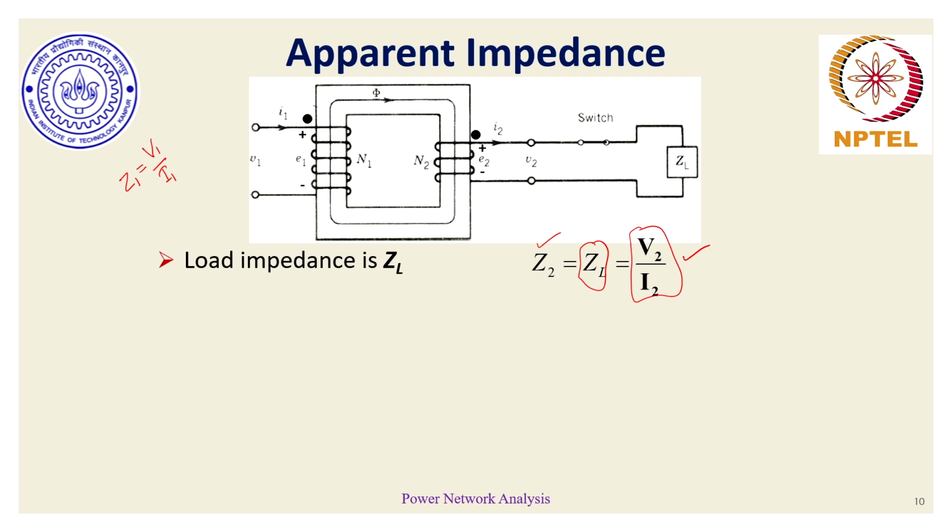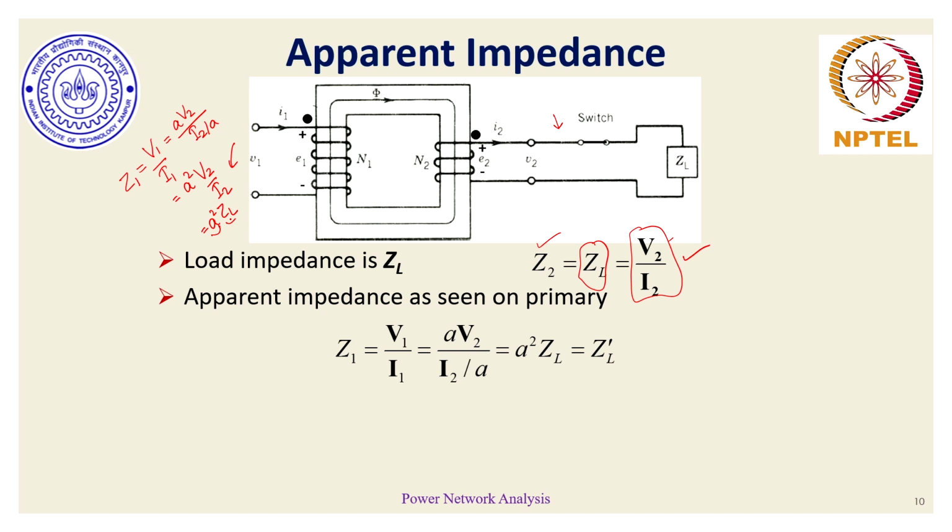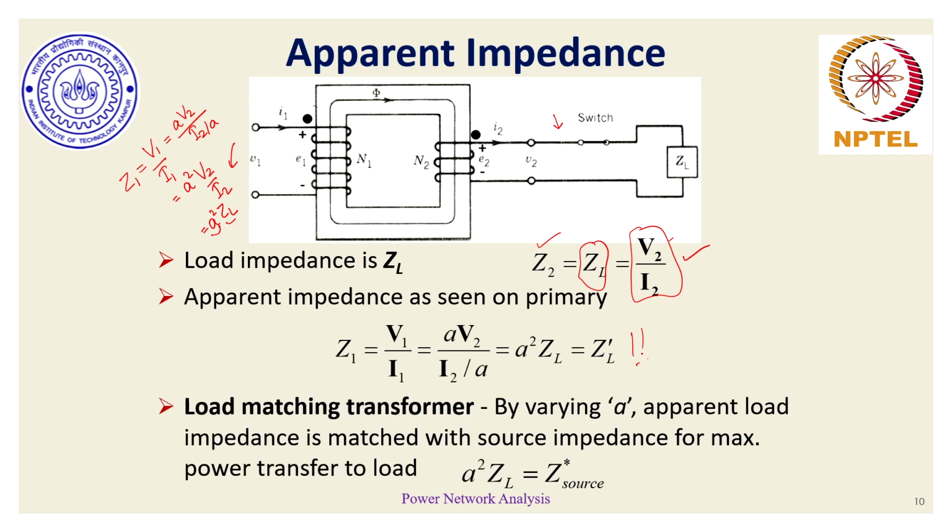And by definition of turn ratio, V1 is A times V2, whereas I1 is I2 by A, which results in A square V2 by I2, and V2 by I2 is nothing but ZL. So essentially, if there is an impedance ZL connected on the secondary of the transformer, the impedance which would appear on the primary of the transformer is A square times the actual impedance. And that's what is essentially given over here.